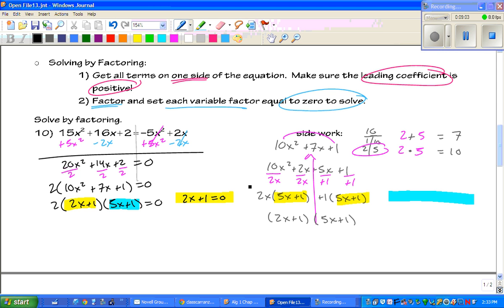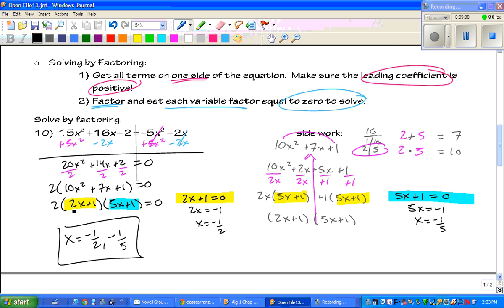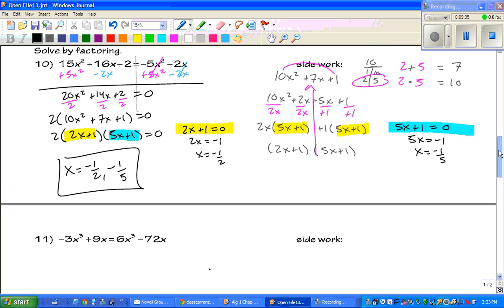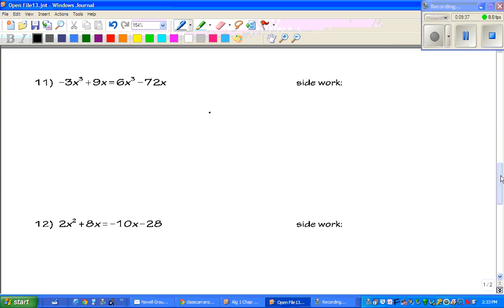2x plus 1 equals 0. You subtract, and we get x equals negative 1/2. We do 5x plus 1 equals 0. You subtract and divide, and then we get our two answers of negative 1/2 and negative 1/5. Okay, so we had 2 variables, so we had 2 answers.